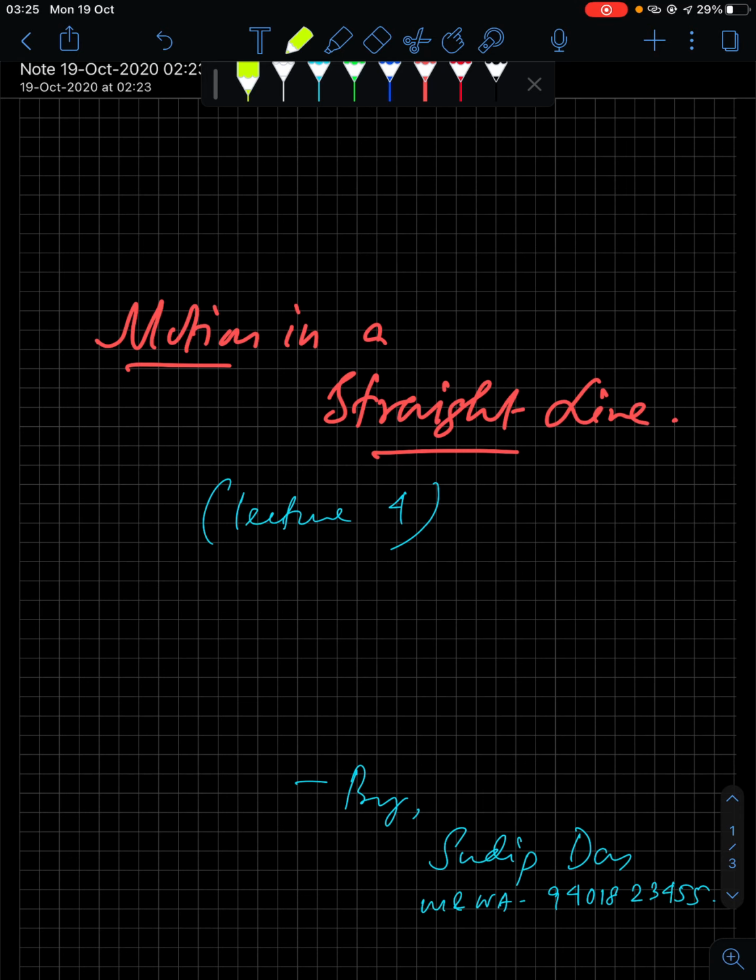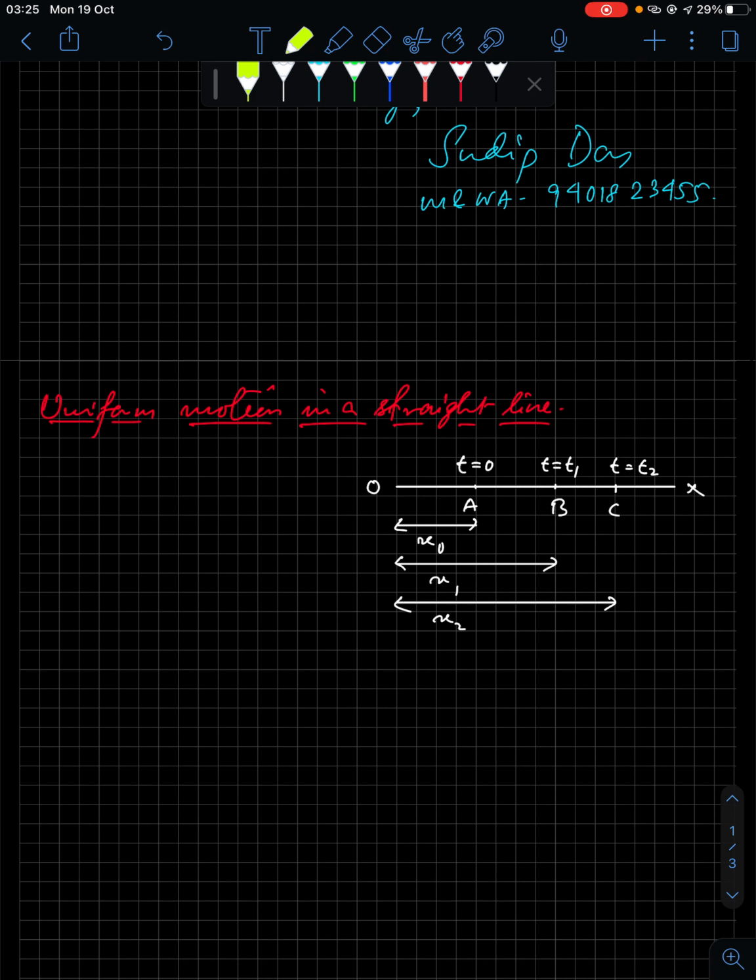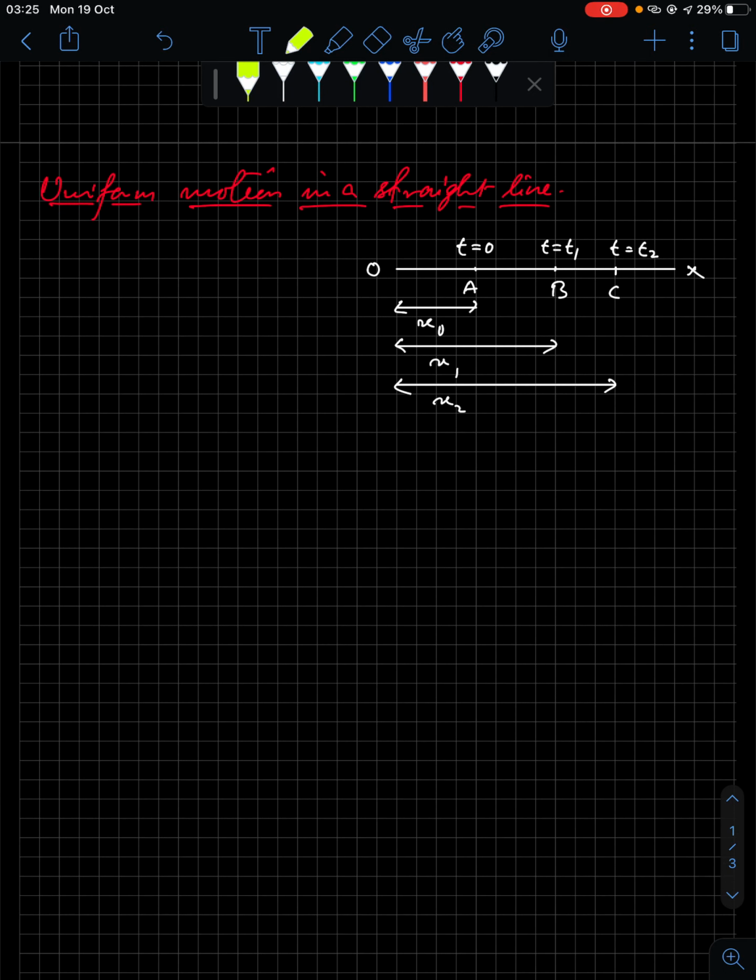So, this is the fourth lecture in the series Motion in a Straight Line. Today we will study uniform motion in a straight line. So, this diagram I have copied directly from your notes, which I have already provided you.